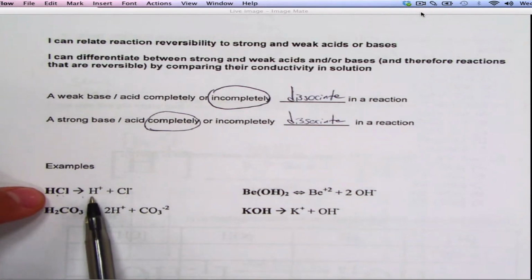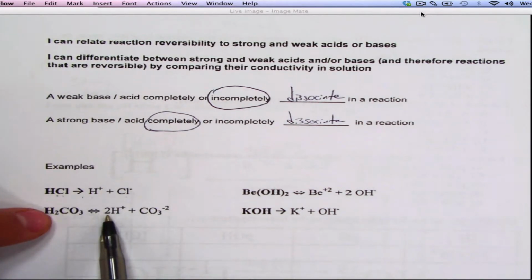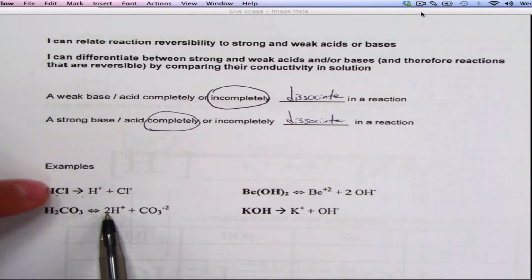If you completely dissociate like a strong acid or base, you're a strong electrolyte. In other words, you conduct electricity very, very well. If you don't completely dissociate, then you're going to have a weak electrolyte. In other words, it's going to conduct electricity fairly well, but not as good as a strong one.